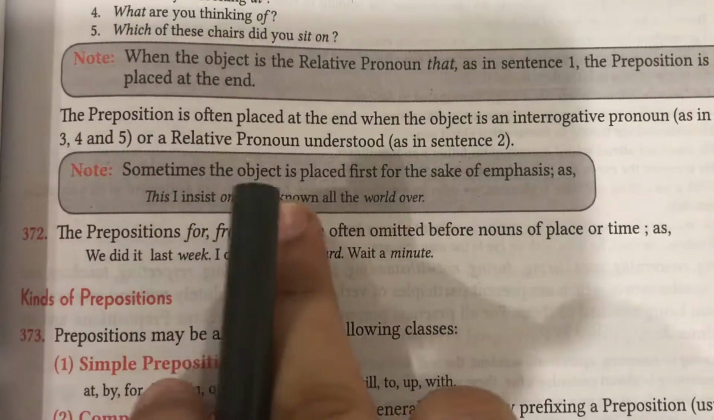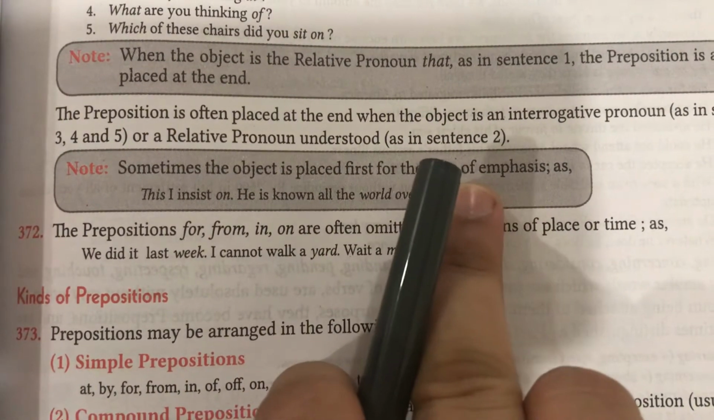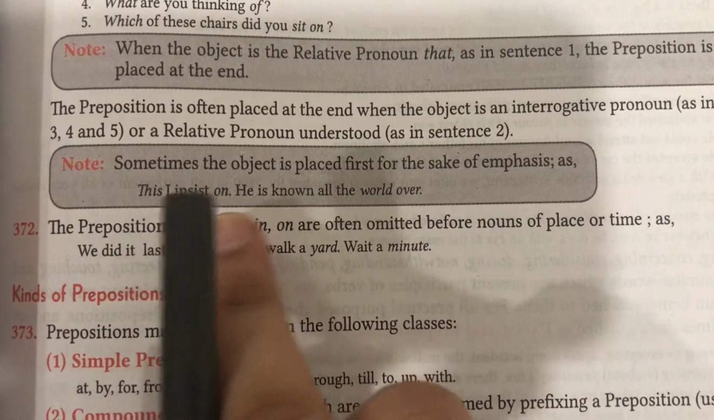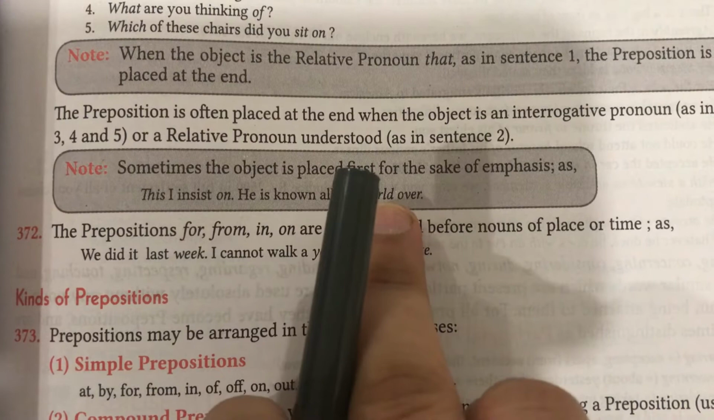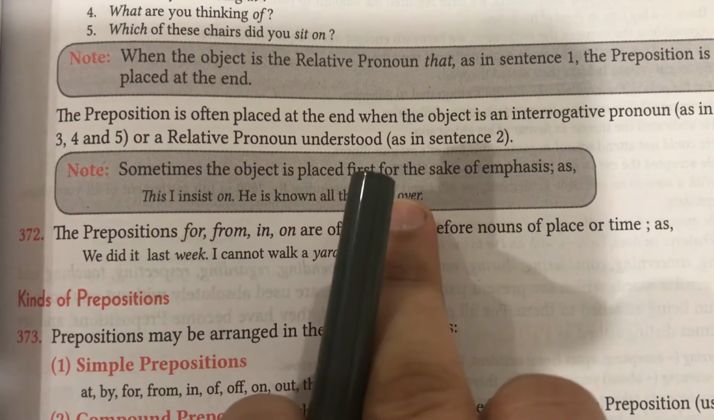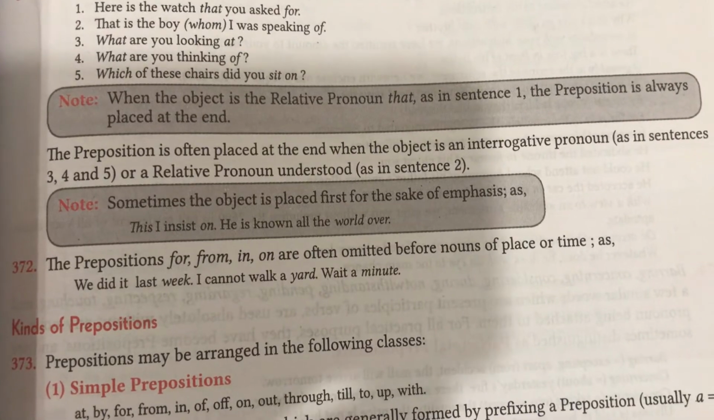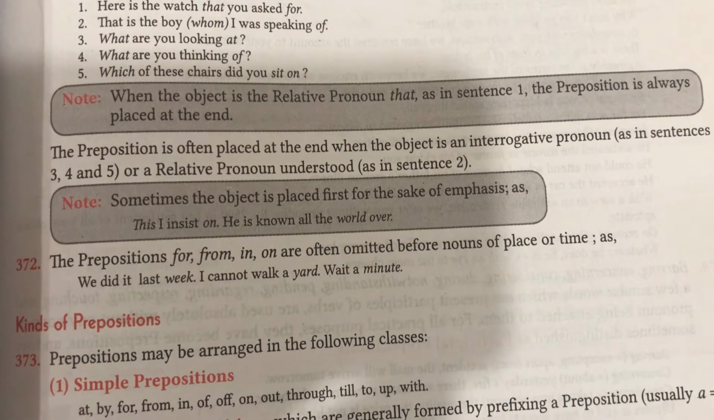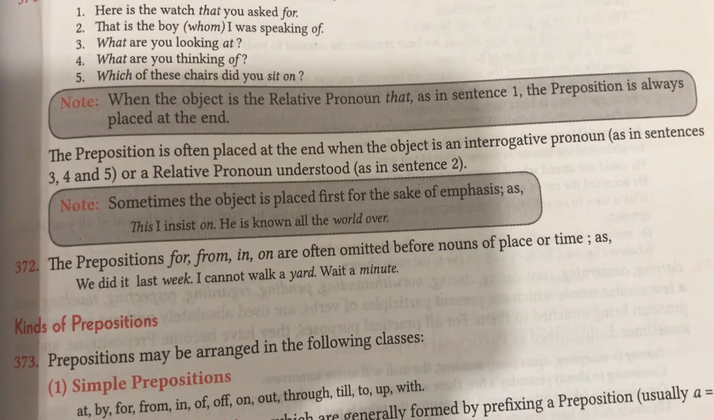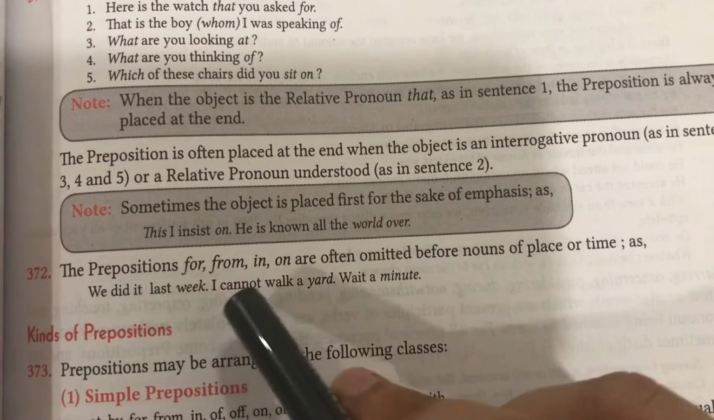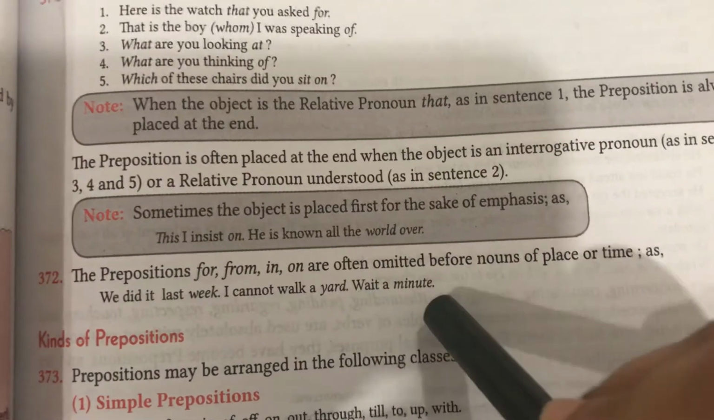Sometimes the object is placed first for the sake of emphasis, as in this I insist on. He is known all the world over. The prepositions for, from, in, on are often omitted before nouns of place or time, as in he did it last week, I cannot walk a yard, wait a minute.